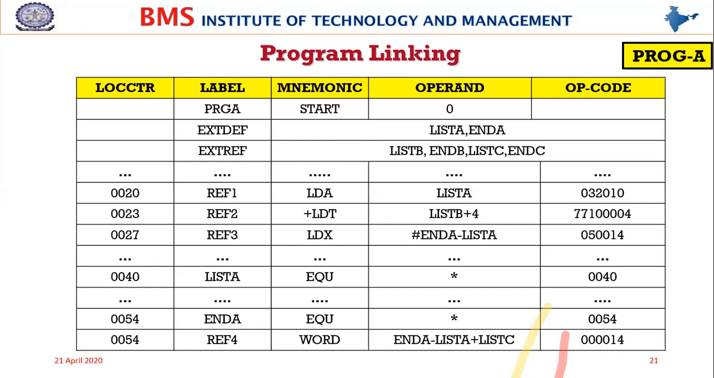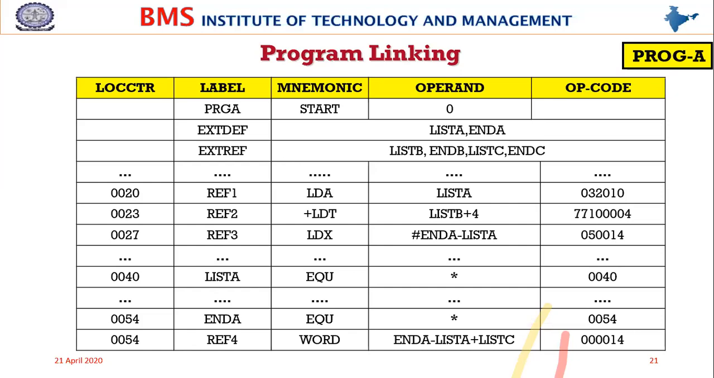The next ones are those symbols which are defined somewhere else, but may be used in this control section. We call them EXTREF. We have four such symbols: LISTB, ENDB, LISTC, ENDC. These are the four symbols defined somewhere else. Precisely, LISTB and ENDB are defined in program B, LISTC and ENDC are written in program C. The program is just to demonstrate the working of the linker, so for that reason we don't have the specific code for it. The references are the major concept.